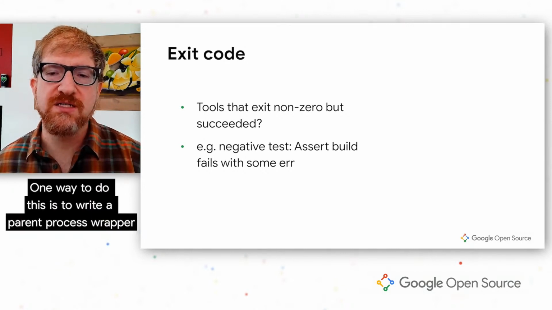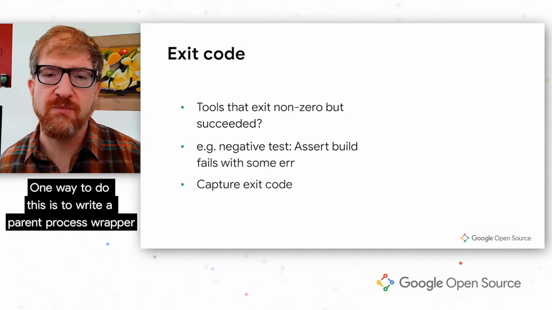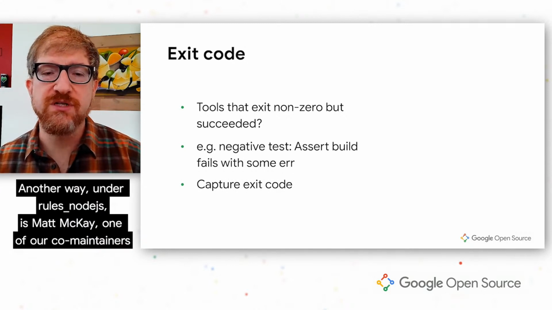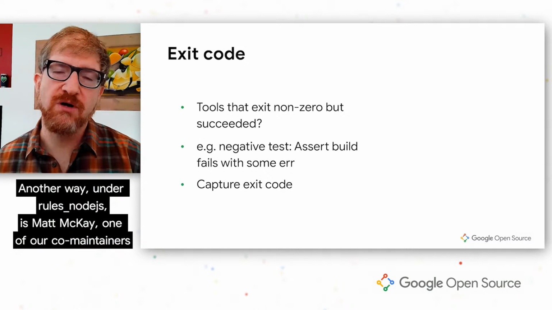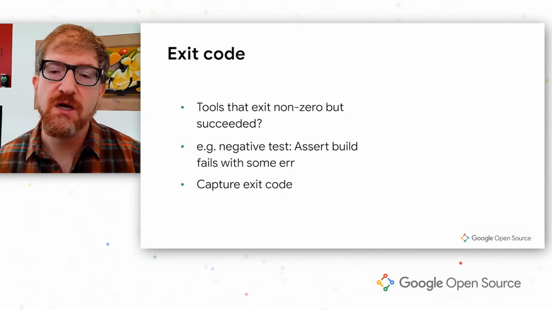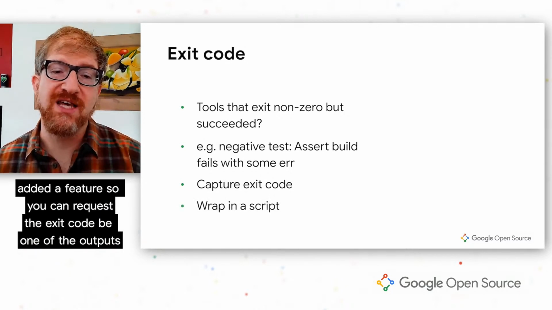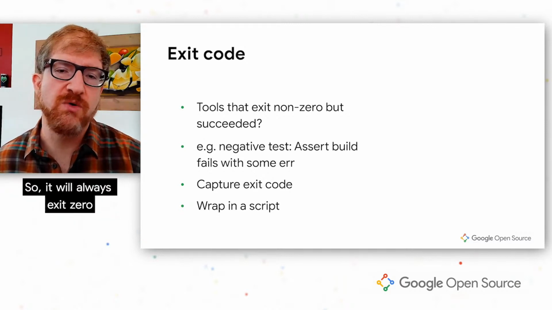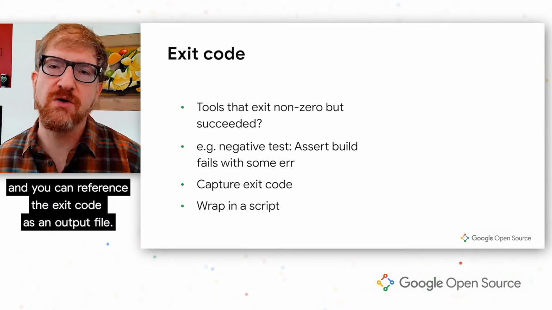So one way to do this is to write a parent process wrapper that captures the exit code. Another way under rules Node.js is actually Matt McKay, one of our co-maintainers, added a feature so you can just request that the exit code be one of the outputs rather than being seen by Bazel. So it will always exit 0, and you can reference the exit code as an output file.